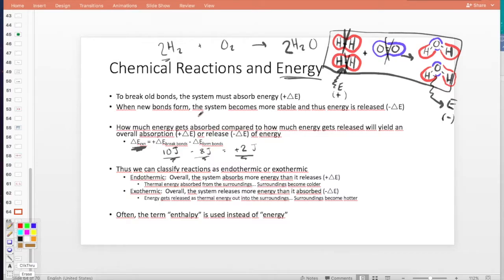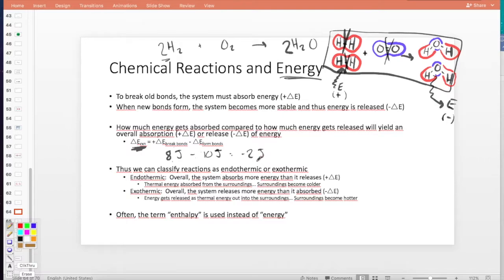Now let's imagine a scenario where the reverse is true. And this is actually accurate for this reaction. Let's say that the amount of energy required to break these old bonds, the amount of energy that must get sucked in from the surroundings, absorbed from the surroundings, the amount of energy the system must gain to break the old bonds is 8 joules. But the amount of energy the system loses when the new bonds get formed was 10 joules. Now what is the overall energy change of the whole reaction? 8 joules of energy in, 10 joules of energy out, negative 2 joules.